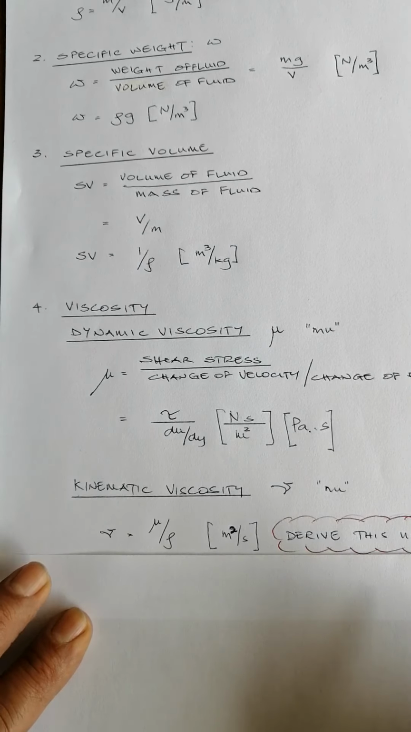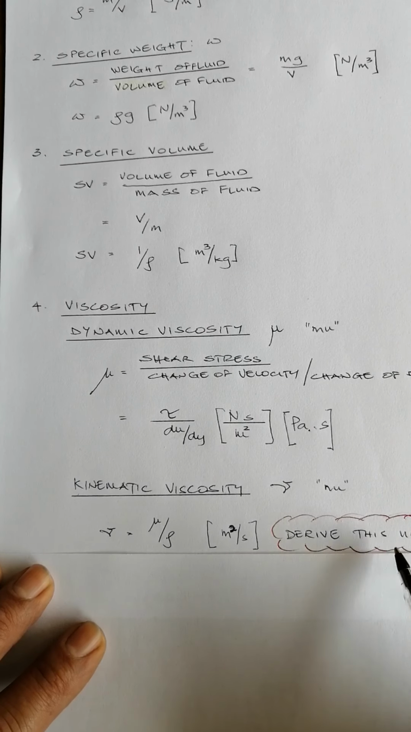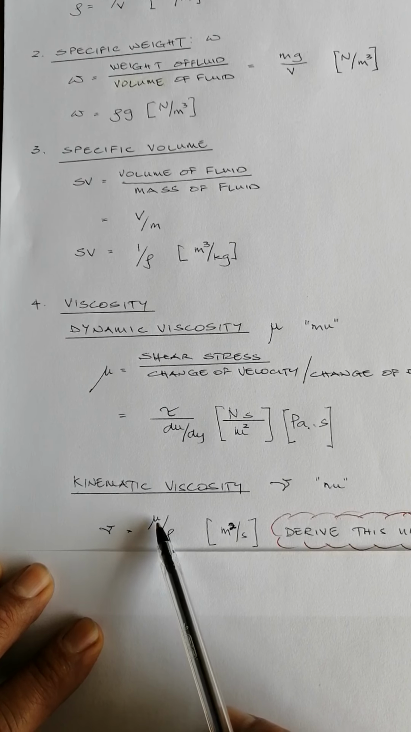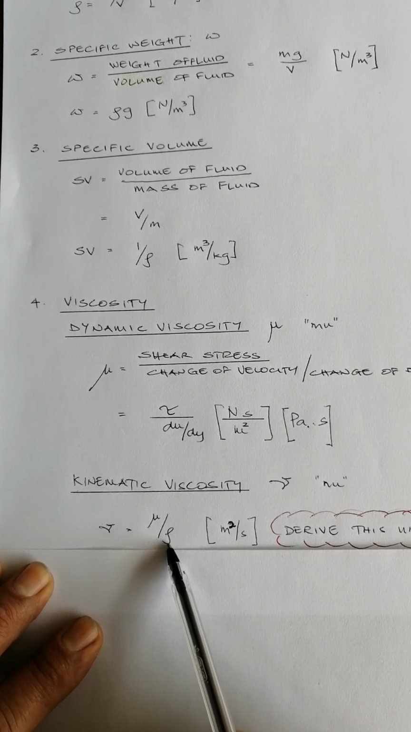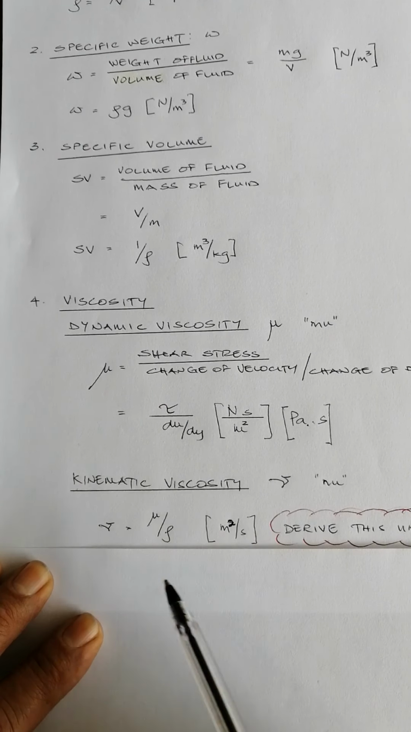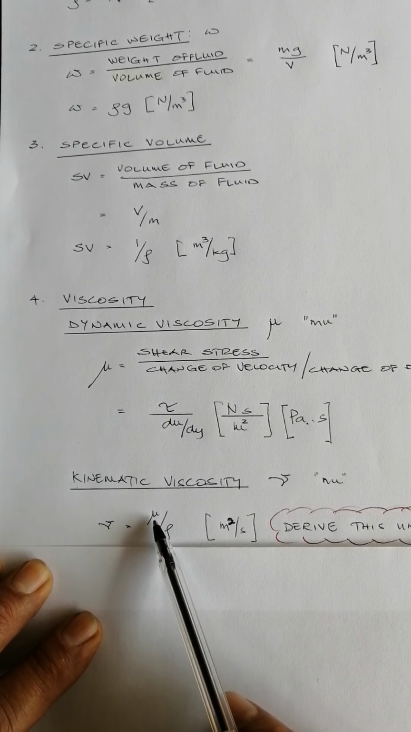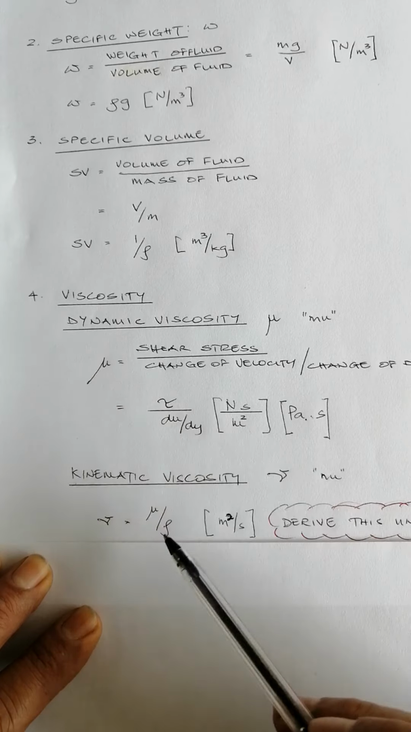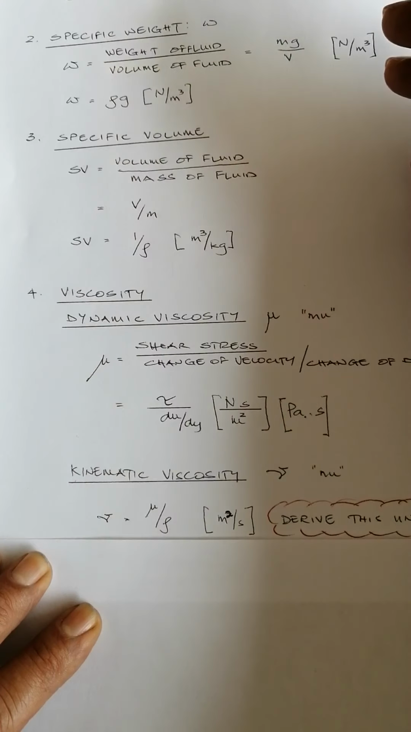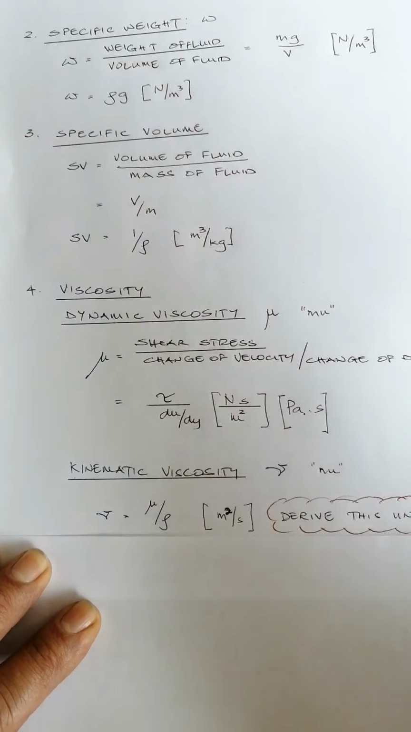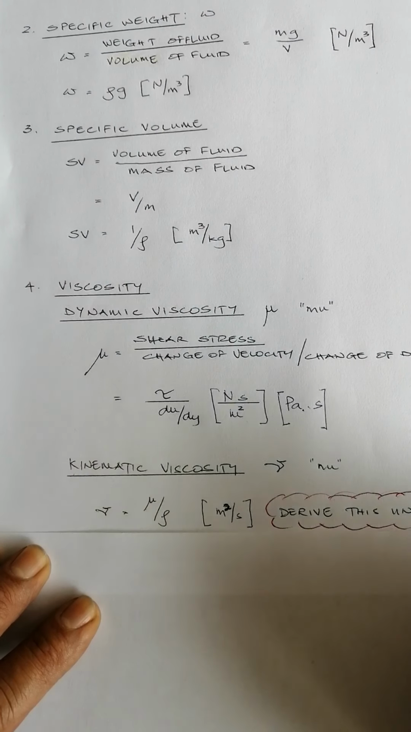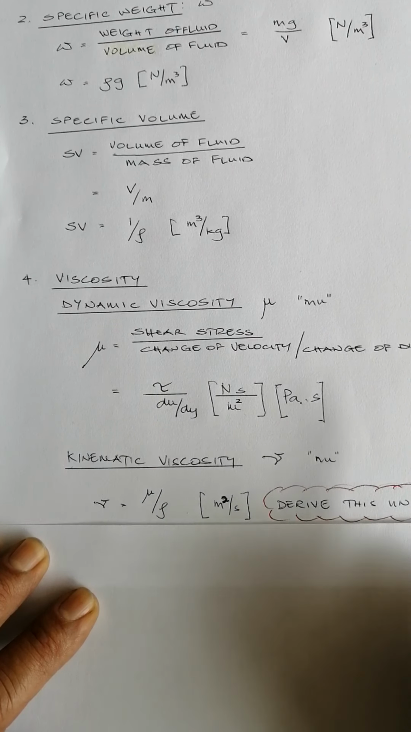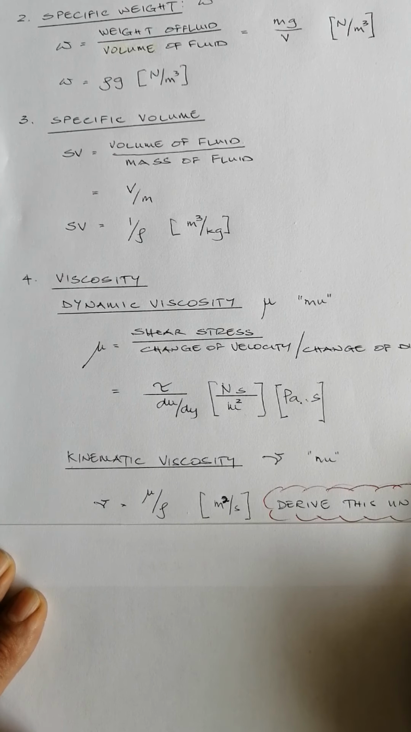per second. I want you to derive this unit, square meters per second, from your dynamic viscosity and your density. We said that your dynamic viscosity is Newton second per square meter. We know that your density is equal to kilograms per cubic meter. So having divided those two, see whether you get square meters per second.